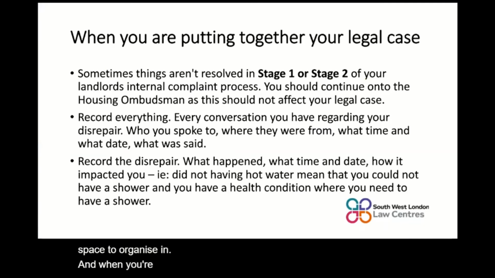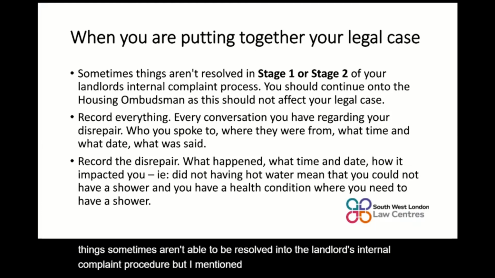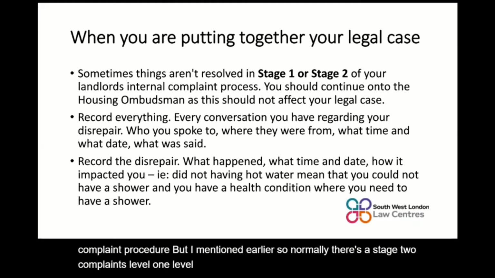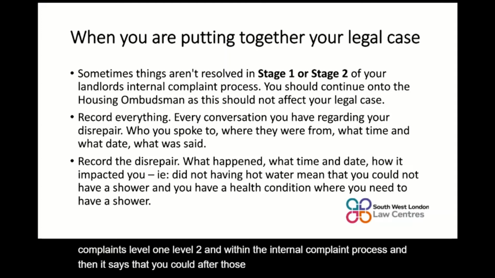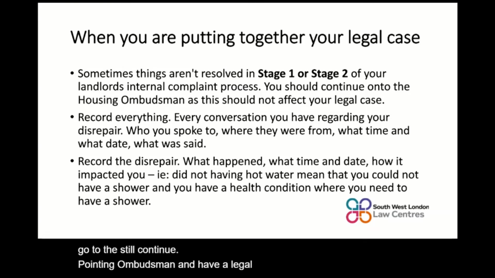So when you're putting together a legal case, things sometimes aren't able to be resolved through the landlord's internal complaint procedure that I mentioned earlier. Normally there's a stage 2 complaint, level 1, level 2 within the internal complaint process. And then after those 2 levels, you can go to the housing ombudsman, and that shouldn't affect your legal case. So you can continue going to the ombudsman and have a legal case running at the same time.